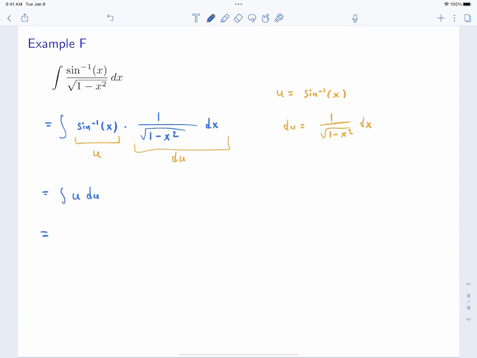And now this is an elementary antiderivative, so this is going to be u squared over 2, just using the power rule, plus c. But what is u? U is inverse sine of x. So this is going to be equal to inverse sine of x, squared, over 2, plus a constant of integration. And that's our answer.